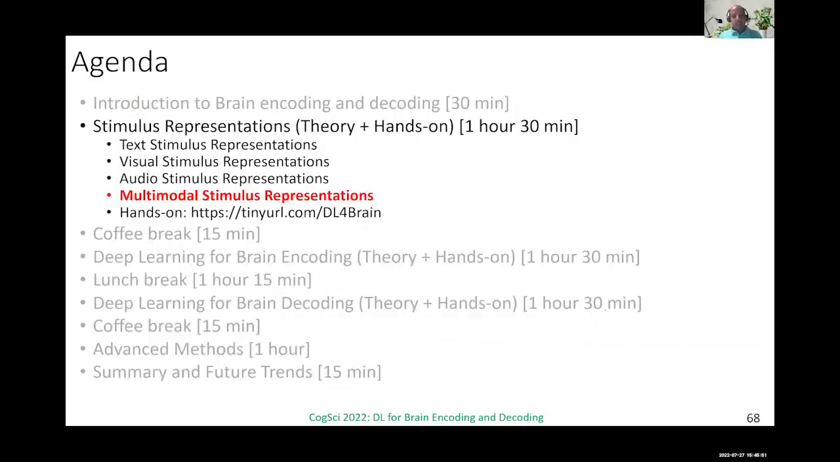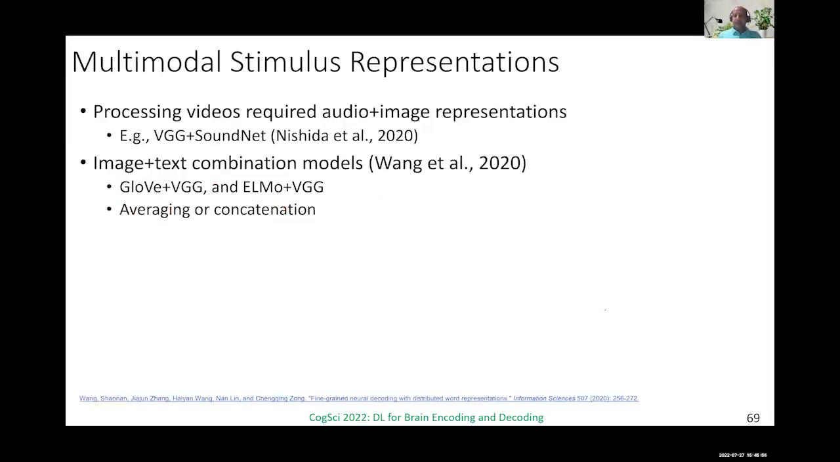That's about audio stimuli. Lastly, talking about multimodal stimulus representations. There are representations for videos, where you could pass the visual information through VGG and the audio information through SoundNet. There are people who experimented with those kinds of methods. There is also work where multimodal could mean image plus text, where you could have an image representation from a VGG network and a text representation from GloVe or ELMo.